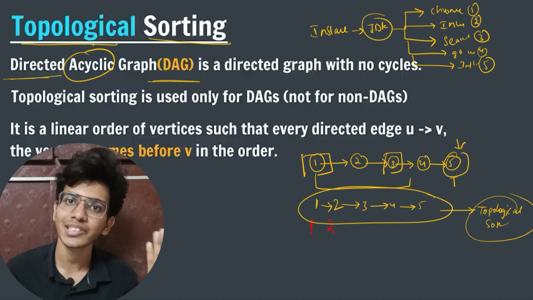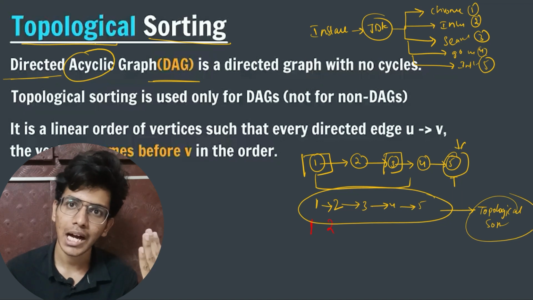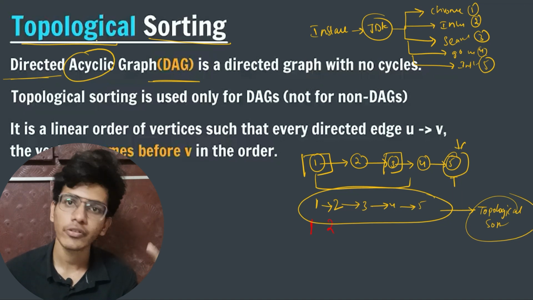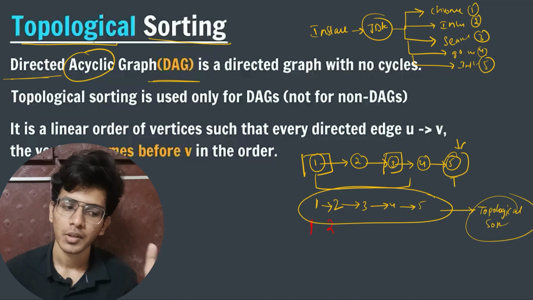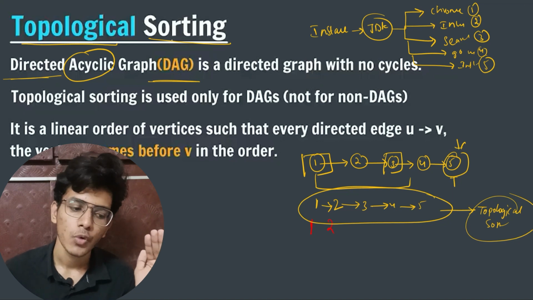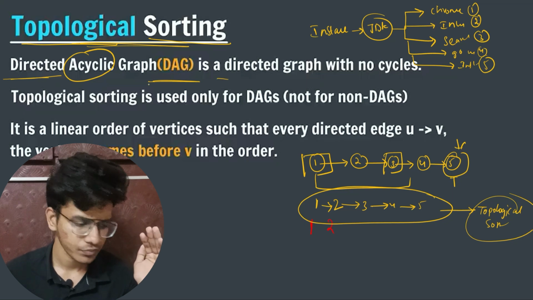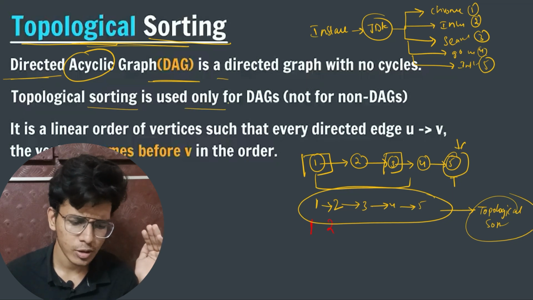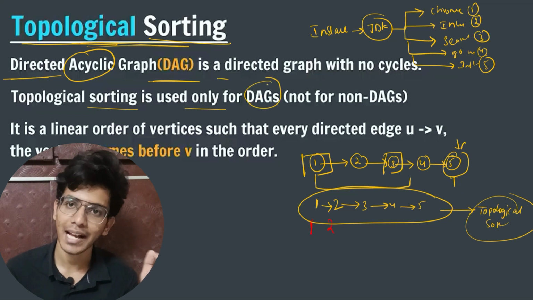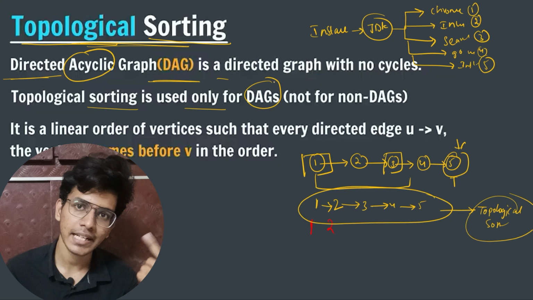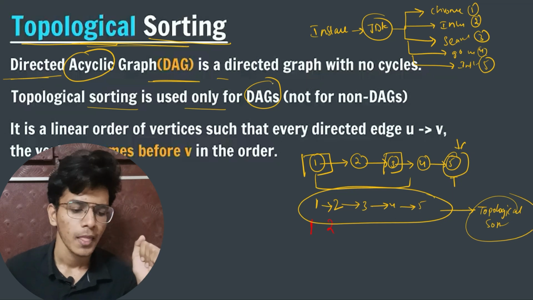Acyclic means no cycle. So the given graph should be a directed graph, and in that graph a cycle should not be there, right? For this kind of graph we can define topological sort, right? And topological sort is used only for DAGs, which is nothing but directed acyclic graphs.